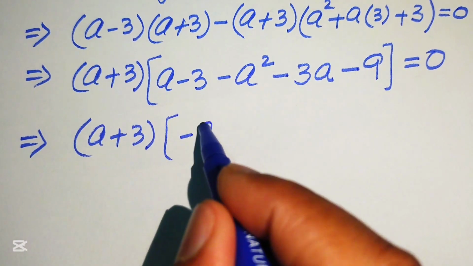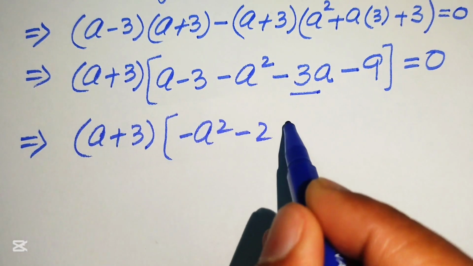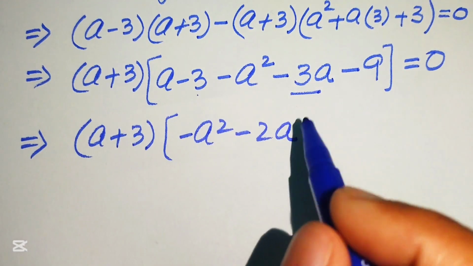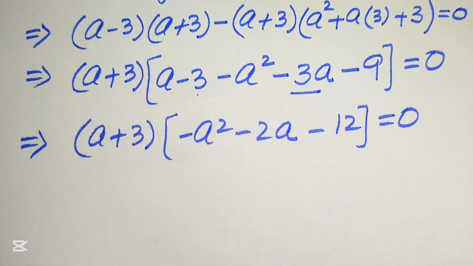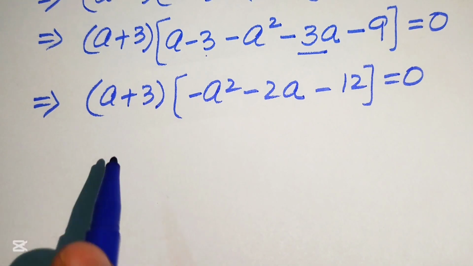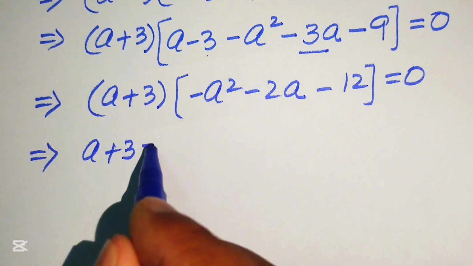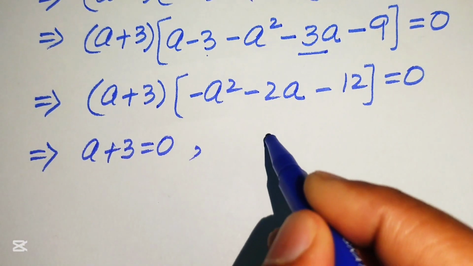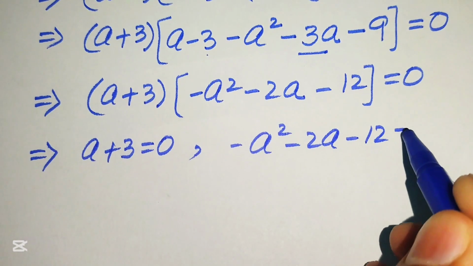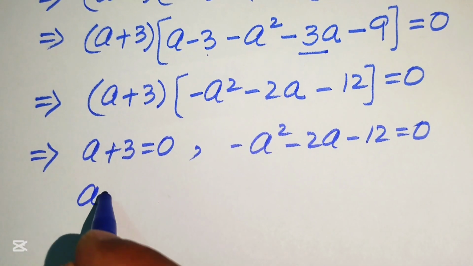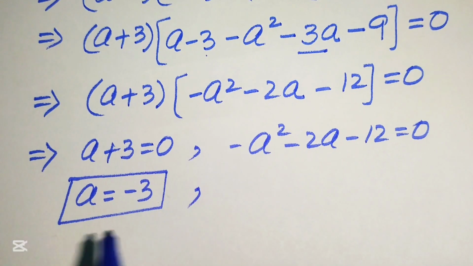So we have minus a square, and a minus 3a equals to minus 2a, and minus 3 minus 9 equals to minus 12, and this whole equation equals to 0. Now we can divide this equation into two cases. The first case is we take a plus 3 equals to 0, and the second case is we take minus a square minus 2a minus 12 equals to 0. From the first case we easily get the value of a equals to minus 3.